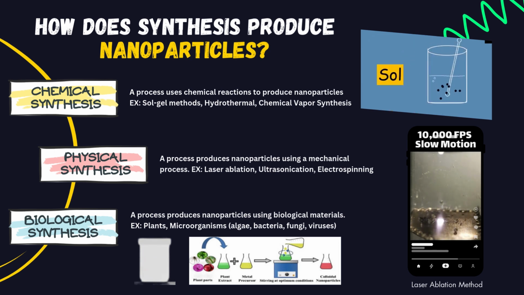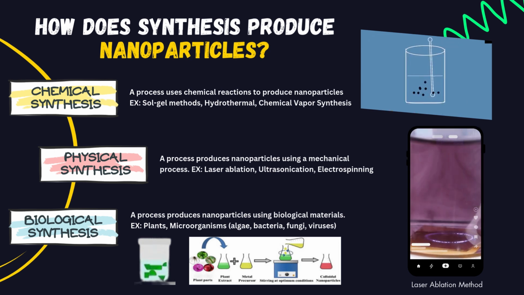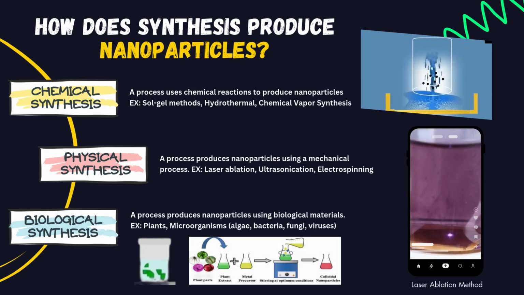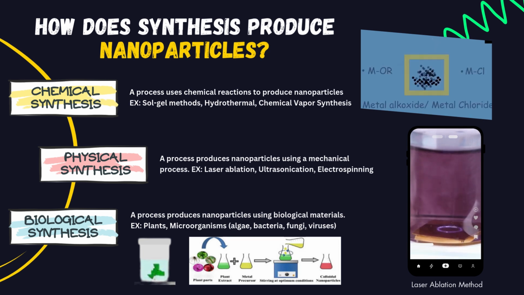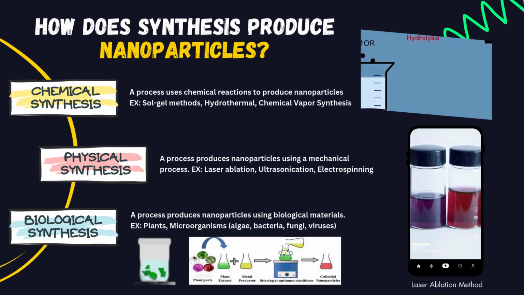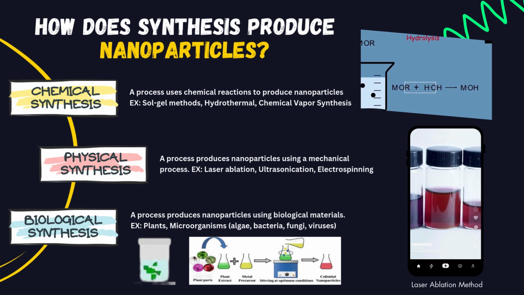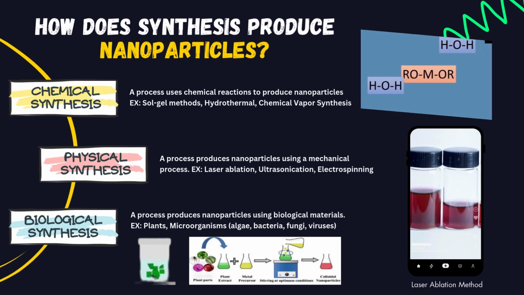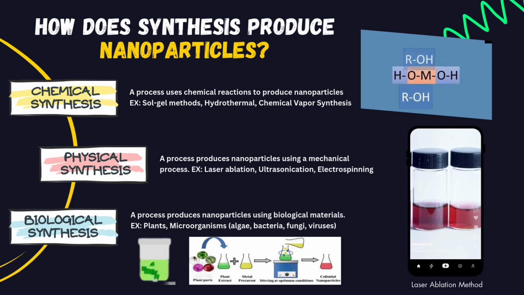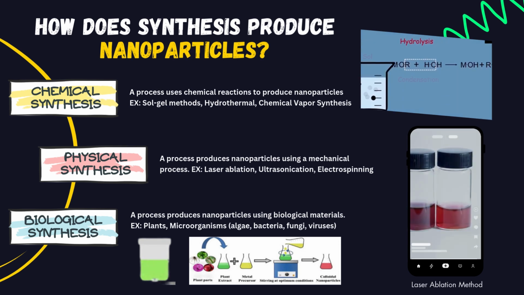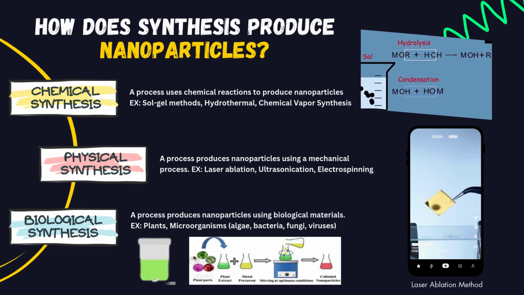First, we dissolve the metal alkoxide, which is the precursor solution, in a solvent such as water. Here, we produce the solution formation. This process is called hydrolysis. Next, we allow condensation reactions to occur to form a gel-like structure. Then, we dry and heat the gel to form nanoparticles.